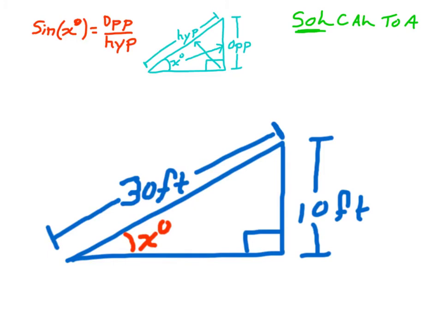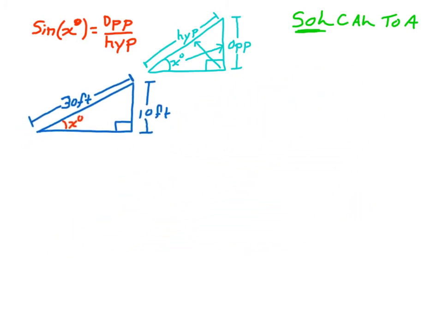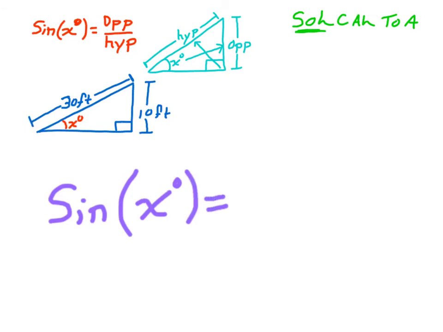So that's where we can still use the SOH part, because I'm looking at the same three parts. I'm wondering about the angle, the opposite side, and the hypotenuse. Anytime you're looking at an angle, an opposite side, and a hypotenuse, you use this part, the SOH. So here we go. Let's plug it in. We know what all our parts are. We have the sine of the x angle, I don't know what that x angle is, equal to the opposite side, which is 10, divided by 30.